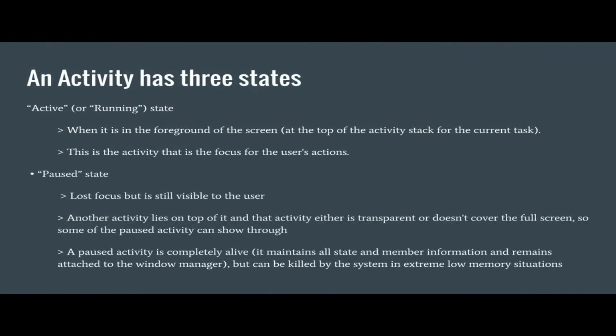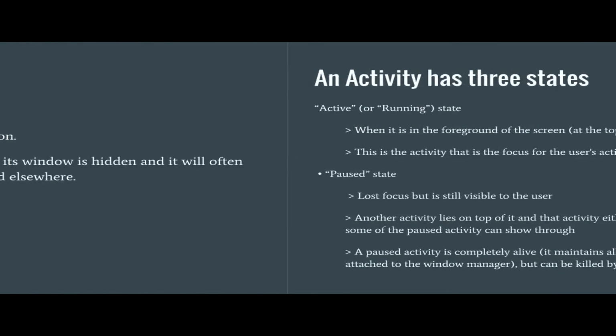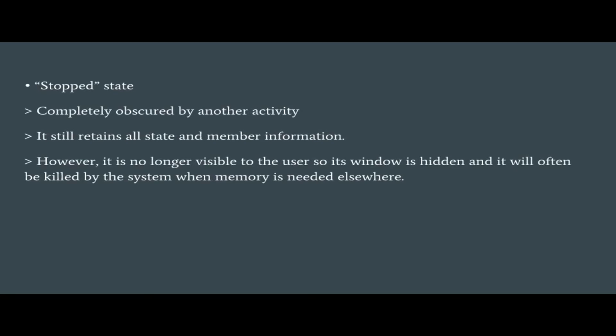Moving on to our next topic, activity lifecycle. An activity has three states: active state, paused state, and third, stopped state. In active state, the activity is in the foreground. It has focus for the user's actions. In paused state, the activity loses its focus, maybe because some transparent activities are lying on top of it. But the activity remains alive. It may be killed if the system is running low on memory. And third, stopped state. The activity is completely obscured by another activity, but it still retains all the state and member info.